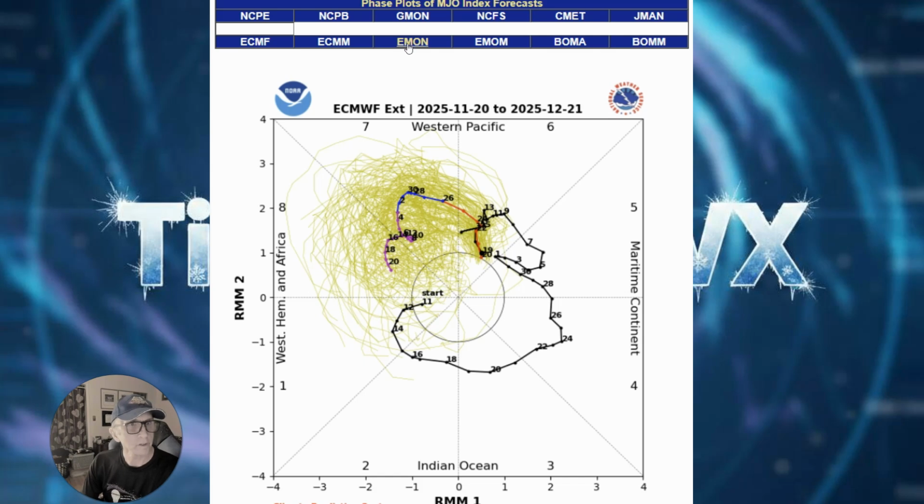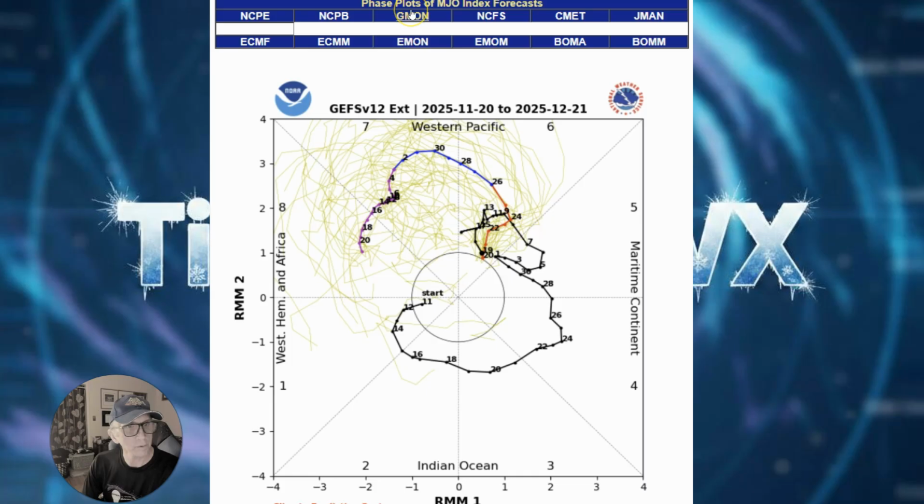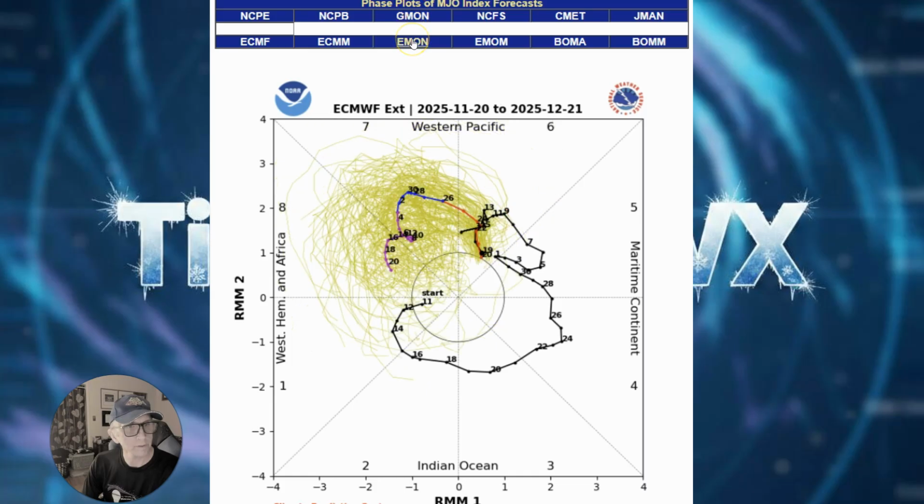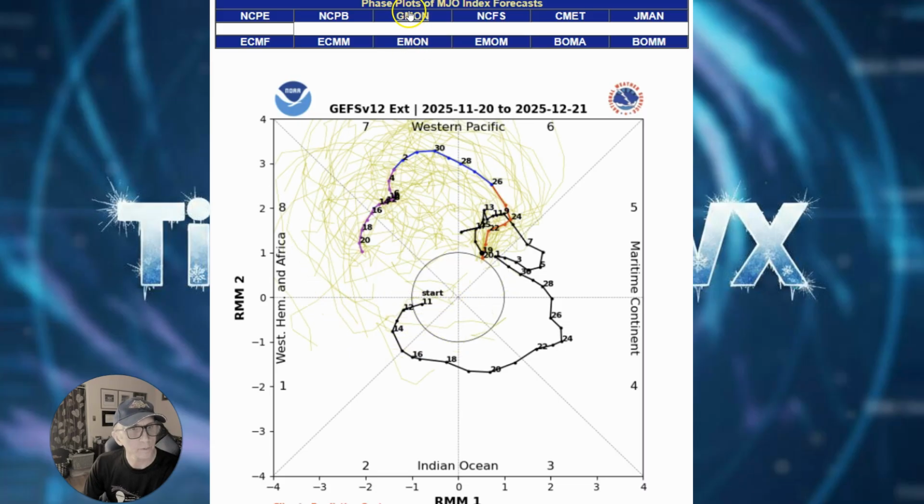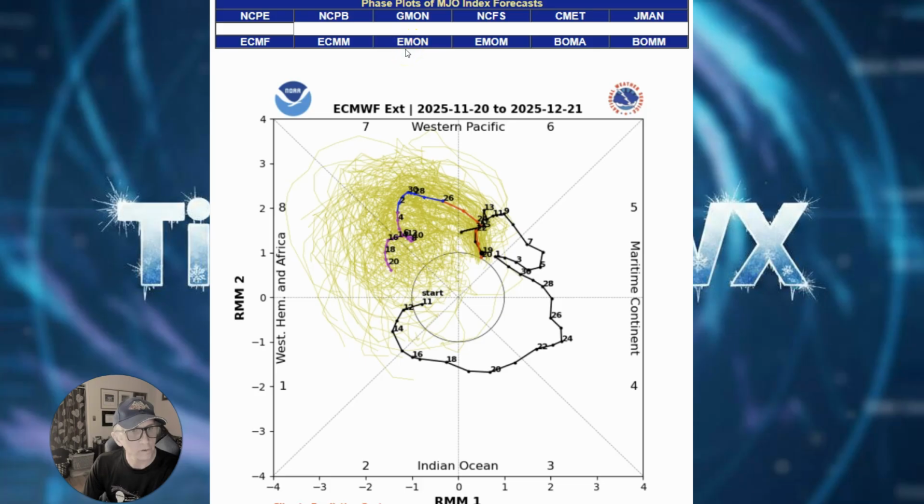And you compare that to the GMON, less amplitude, a lot more members in the GMON, right? 51 or more. It seems like there's more than that, but less amplitude than the GFS products, which is not surprising, but still it shows a signal there. All right.